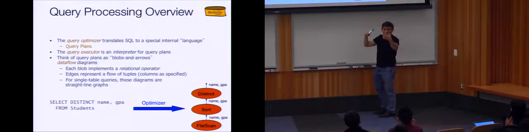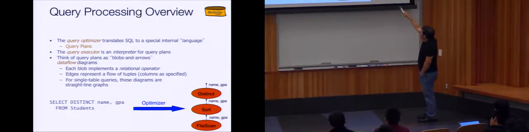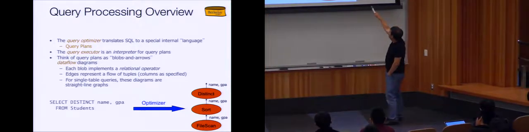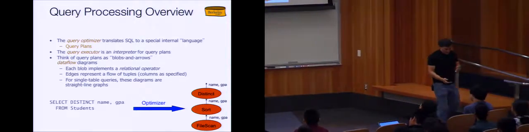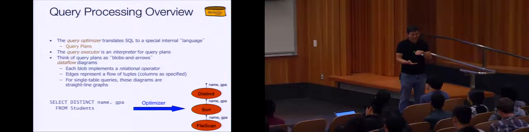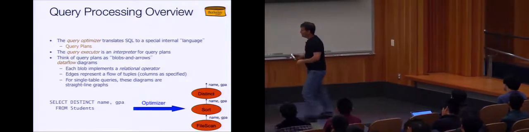So you just kind of wire that sorting picture into this file scan's output. And then the output of the sort, which again will just be names and GPAs, is going to be passed into a distinct operator. This operator's job is to see if it sees two tuples in a row that are exactly the same, it throws one of them out. That's all it does. And it produces also name-GPA pairs.